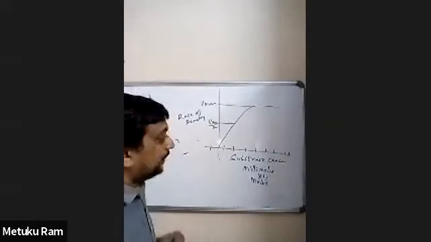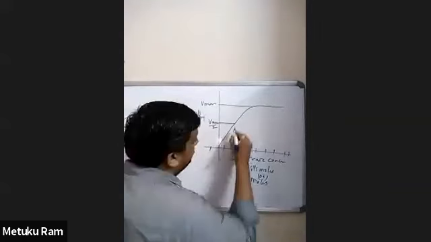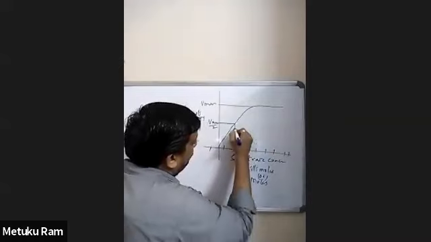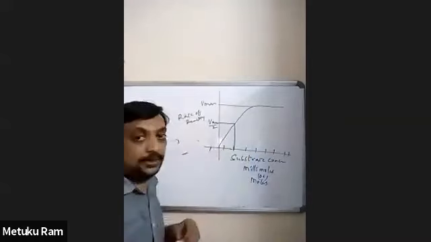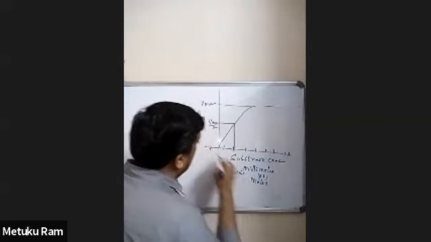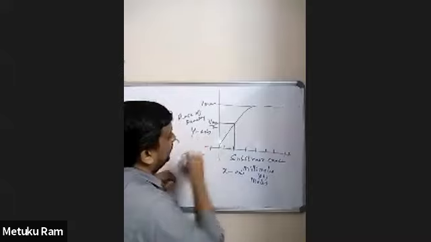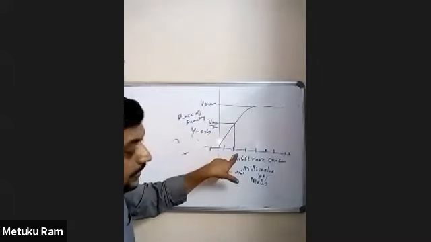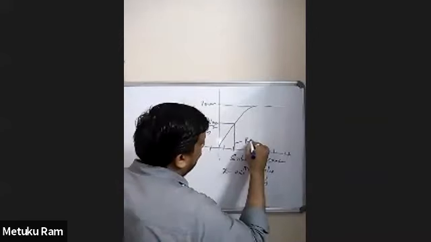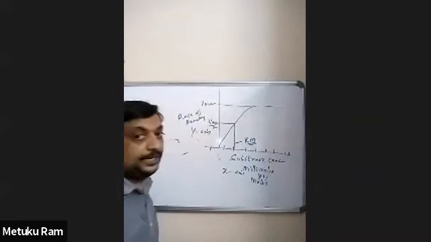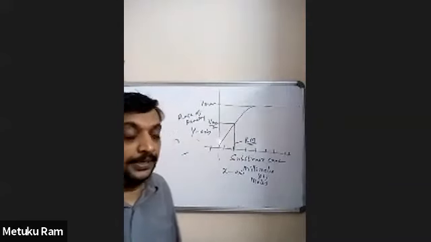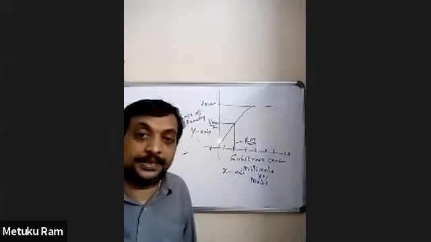And this Vmax by 2, when plotted on the graph, this is the x-axis and this is the y-axis, and this intercept on the x-axis gives the value of Km. Km is called the Michaelis-Menten constant.